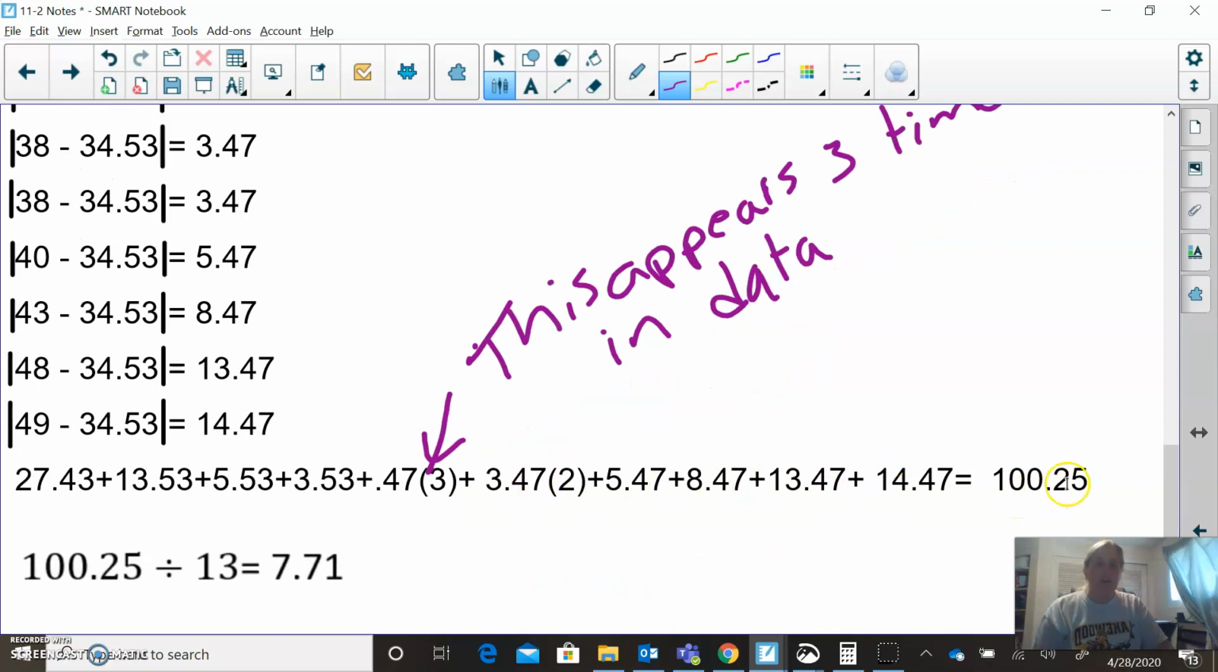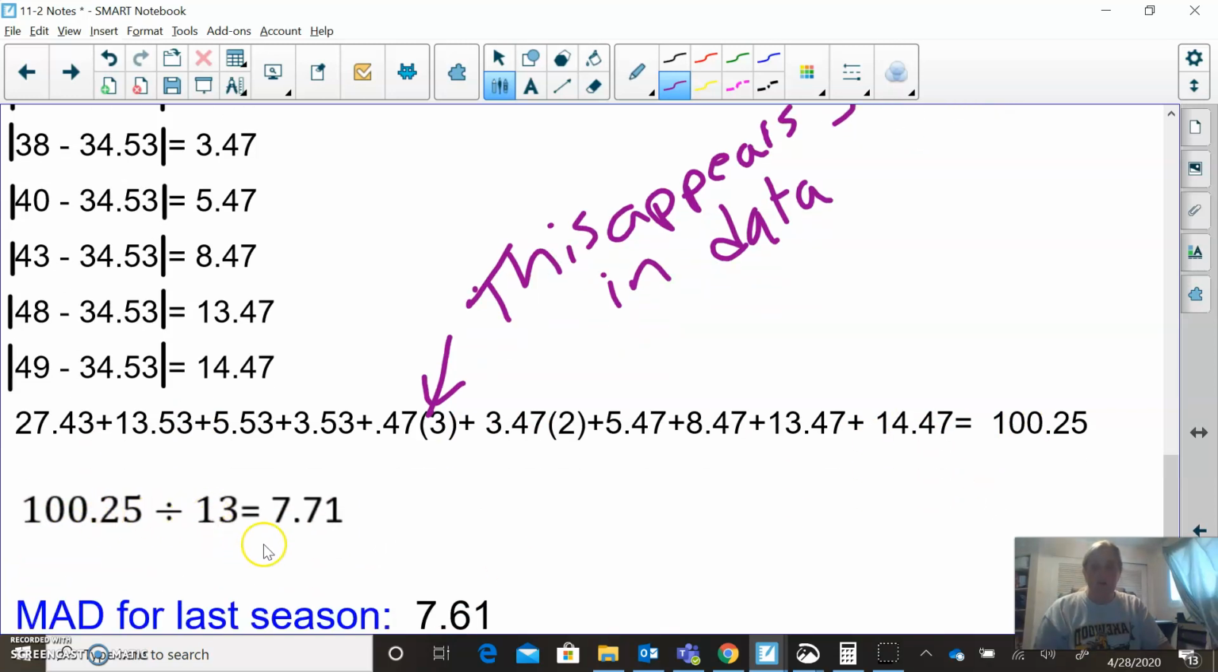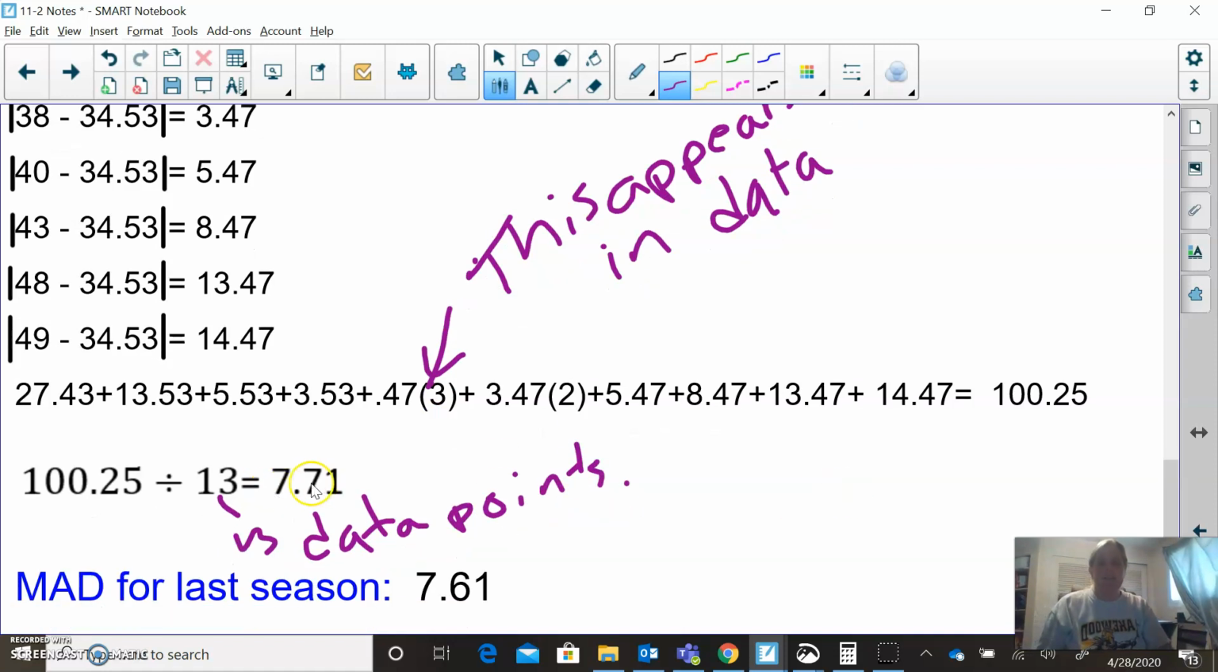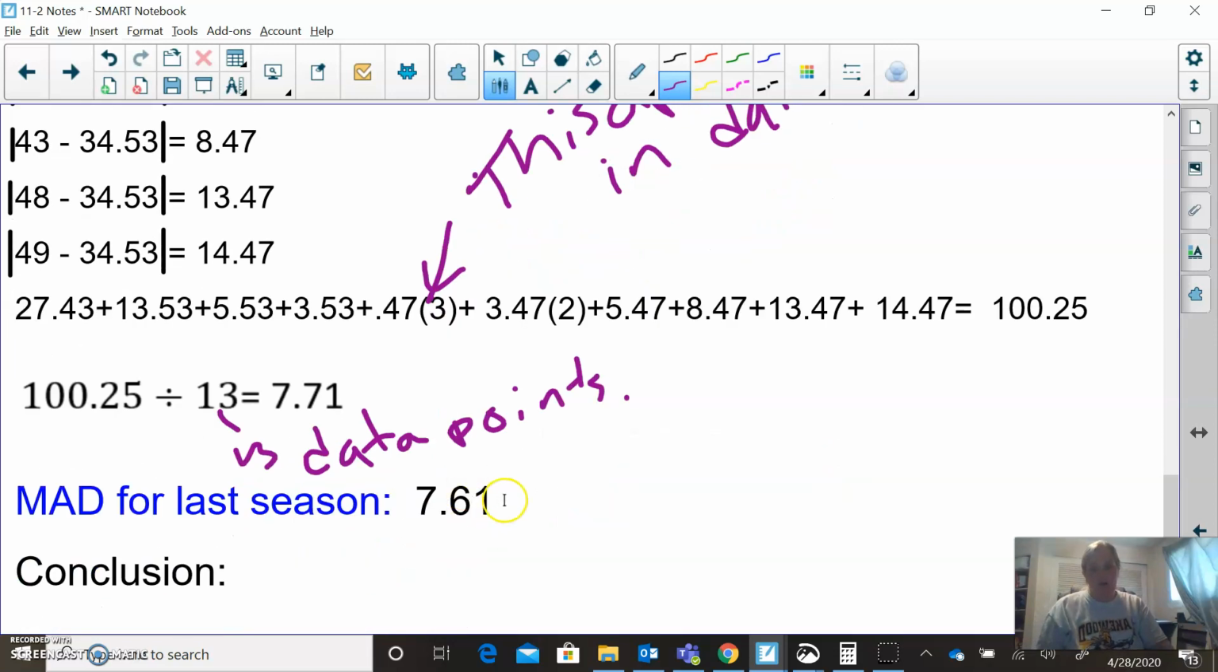So you add them all together, okay? And then you get 100.25. Then again, we divide by 13 because we have 13 data points. When I divided by 13, I got 7.71. Okay, so I did the same exact process again, but for last season, and got 7.62.